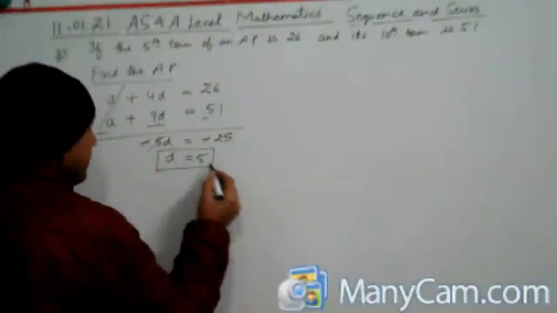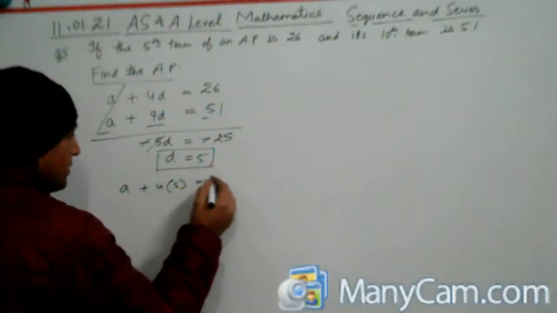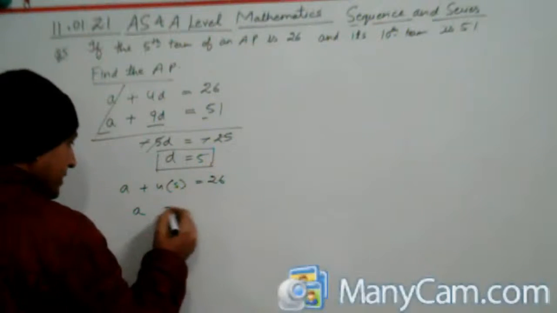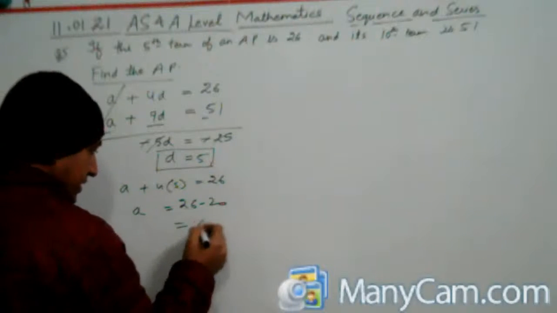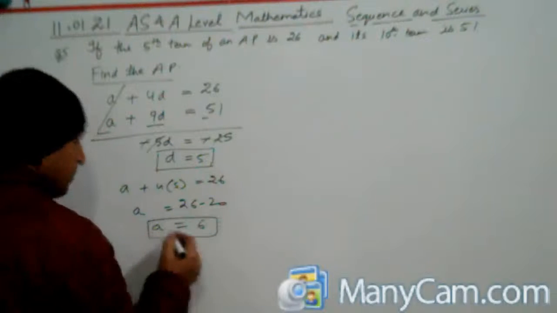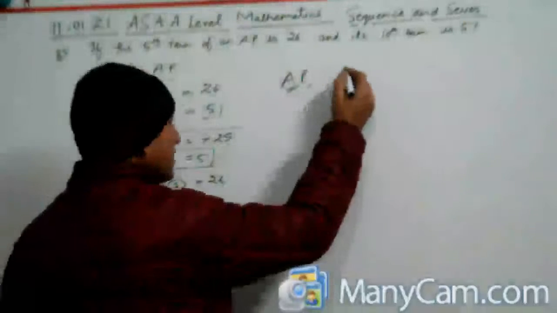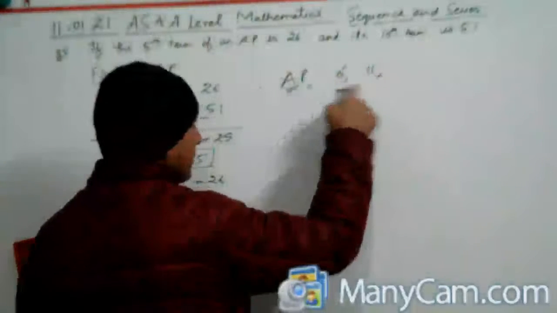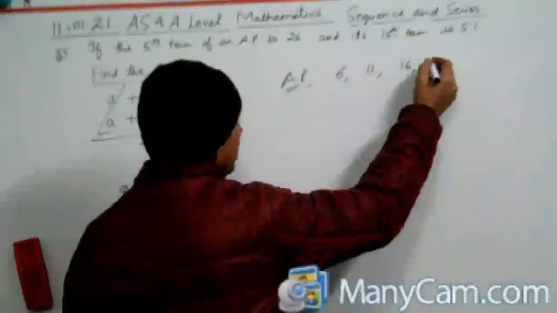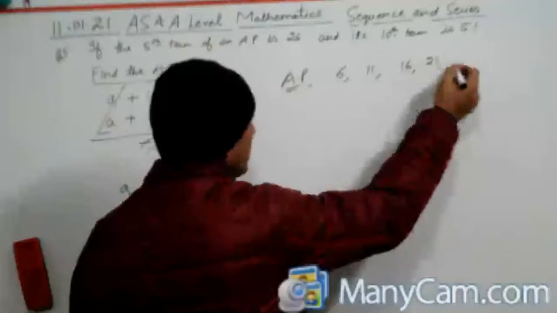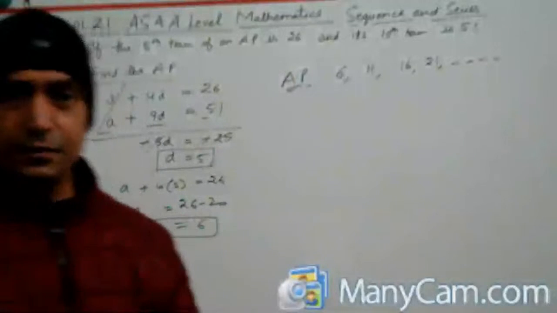Common difference is 5. So you can find the value of A. A plus 4 into 5 is equal to 26. So A here is 26 minus 20, that is equal to 6. So what is the AP? Therefore the AP is 6, 11, there is a difference of 5, 16, 21, and so on. This is the required AP.